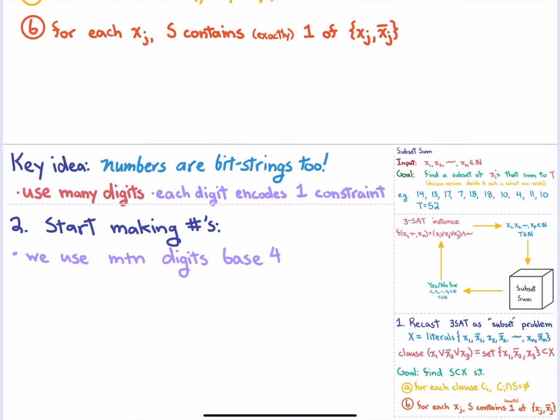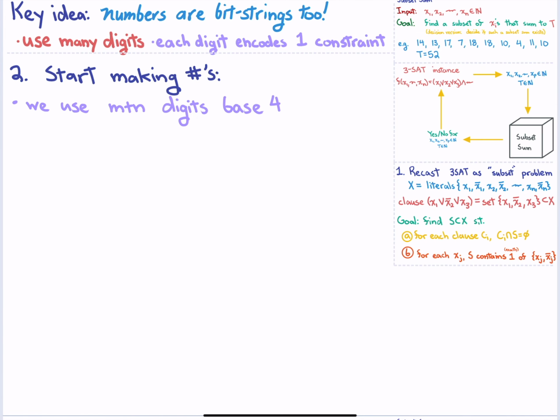All right, I have it on the right. Now here's the part where we actually start making numbers. So now we're actually going to turn it into a subset sum problem. And we're going to have m plus n digits, where n is the number of variables and m is the number of clauses. So these will be very big numbers. And we're actually going to do base 4.